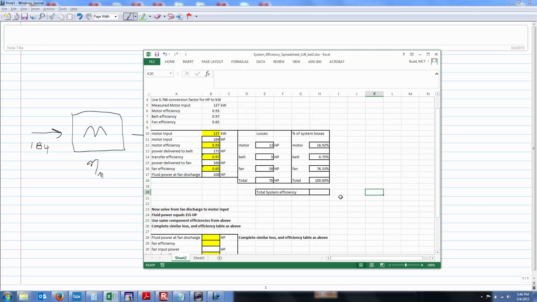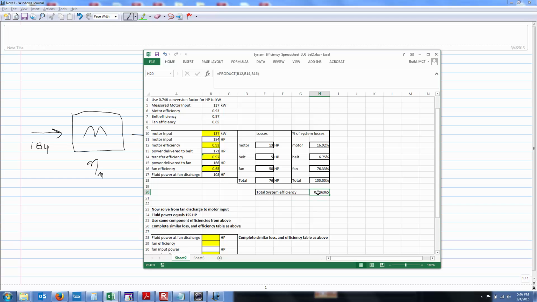And then here's the way to think about this total system efficiency. There's a couple different ways to do it. One would be to divide the total losses, which is 76 horsepower, by the total input. We'll do that in a second. But another slicker way is to say this equals the product of that efficiency and that efficiency.